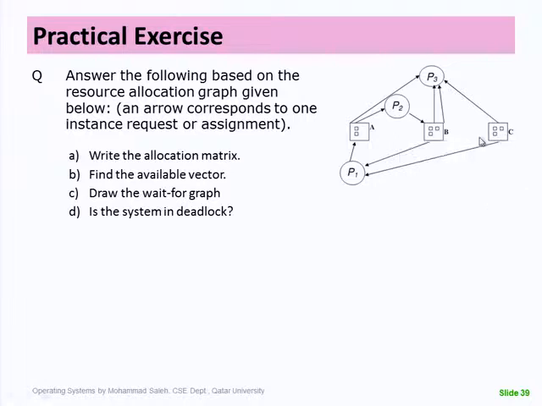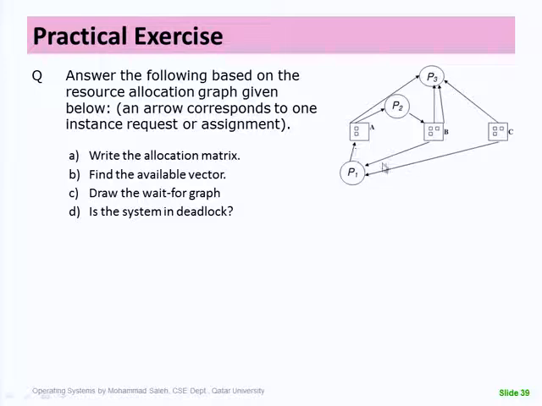Okay, so P1 is using one resource of B and one resource of C. So I can say that the first row of the allocation matrix is 0, 1, 1. Correct? It's not using any resource of A. Allocation means what it is using, right?